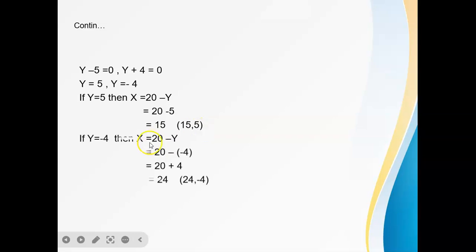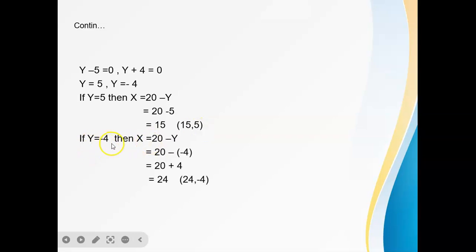We will equate them to 0. Y minus 5 is 0 and y plus 4 is 0, which results in two values, y equals to 5 and y equals to minus 4. Now one by one we will solve these to find the values of x. So if y is 5, then x will be 20 minus y, since x plus y was 20. Now it will be 20 minus 5, then the value of x is 15. So 15 and 5 are the first pair.